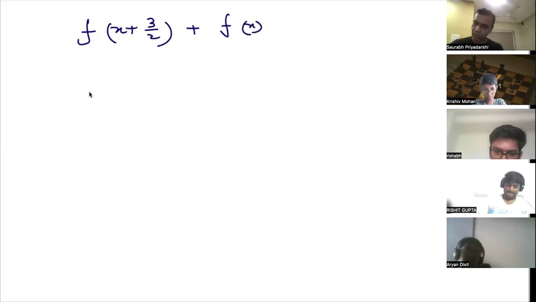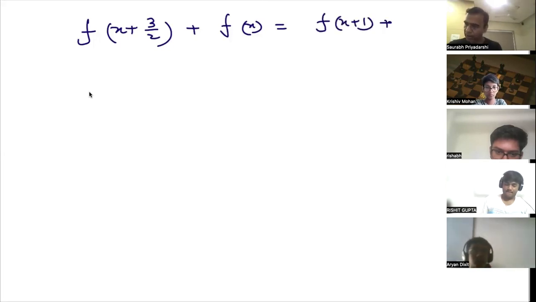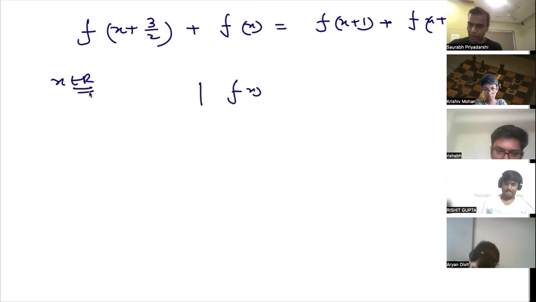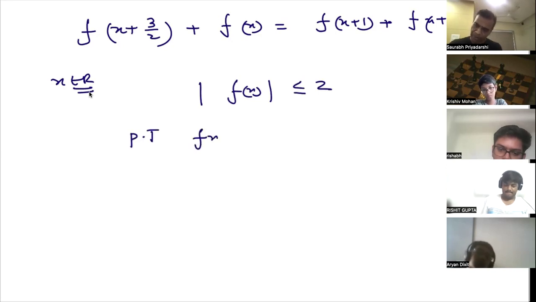fx plus 3 by 2 plus f of x is equal to f of x plus 1 plus f of x plus half. In this case, x belongs to the real numbers and mod of fx is less than or equal to 2. Then prove that fx is equal to f of x plus 1.